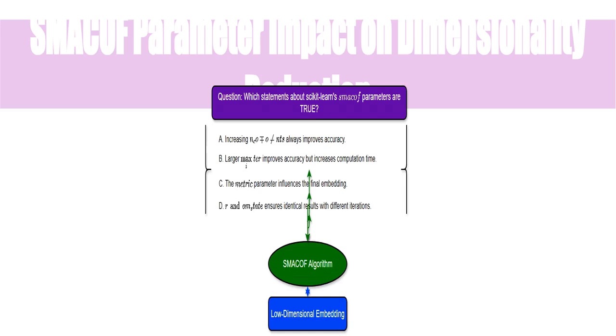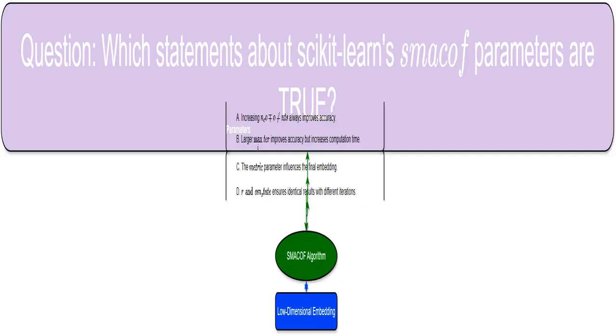I'm analyzing how different settings in the smacof (scaling by majorizing a complicated function) algorithm affect the results of dimensionality reduction. Think of it like sculpting. We're trying to create a smaller, simpler version of a complex shape, and different tools and techniques will lead to different results. This is the core question.